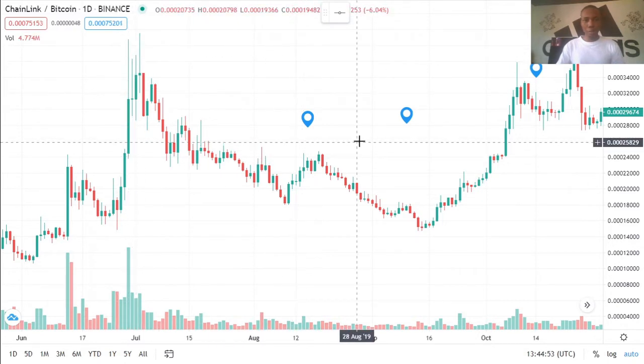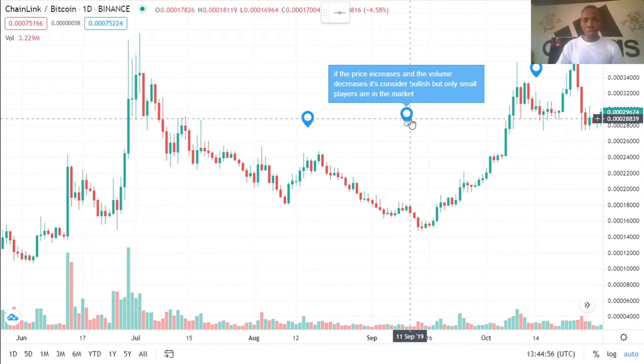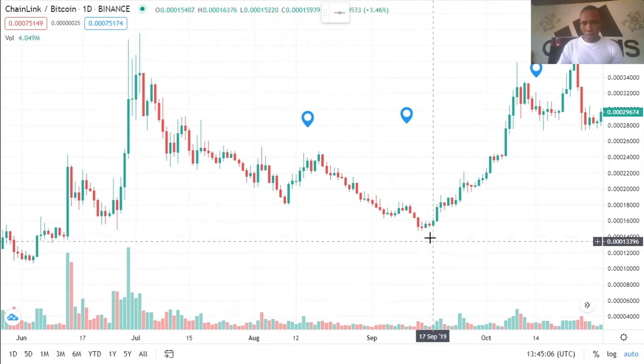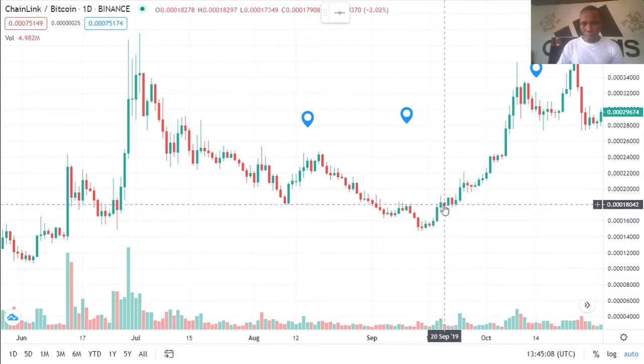The next part: if the price increases and the volume decreases, it is considered bullish, but only small players are in the market. Let's say for instance something like this. The price is increasing but the volume drops. It means that only small traders are in the market, so the big traders are not really participating.